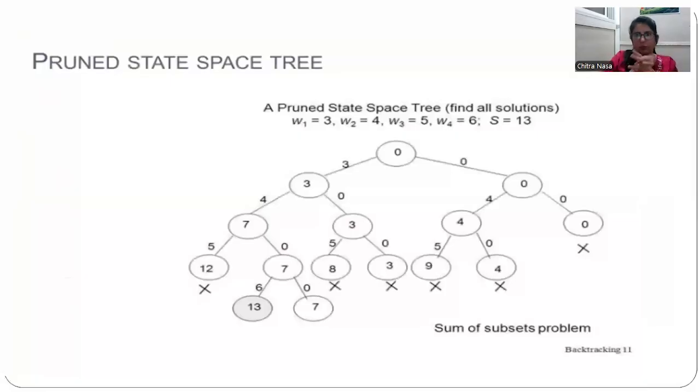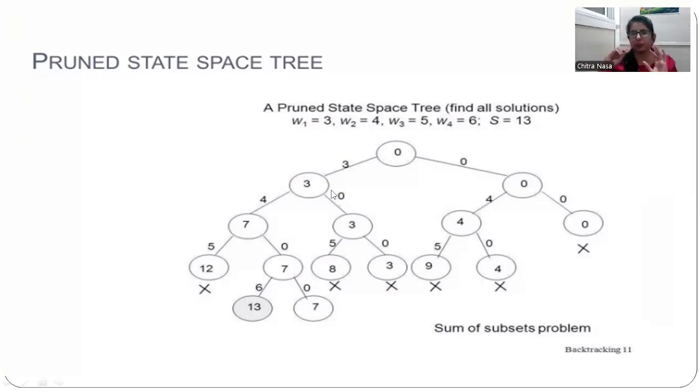This is a question which comes in your exam: you need to generate a state space tree for the sum of subset problem. The state space tree says the initial node is 0. We will start with 0. The very first element is item 1, which has weight 3. Either we can include that item or we can exclude that item. There will be two decisions, right? The very first decision is that item 1 will be selected.